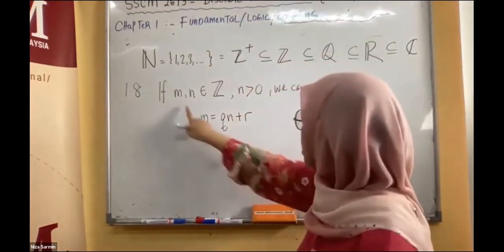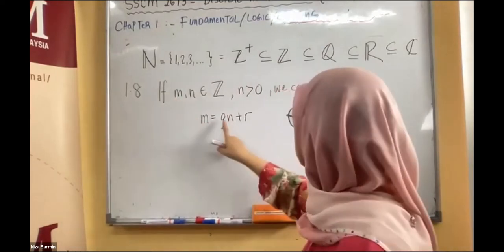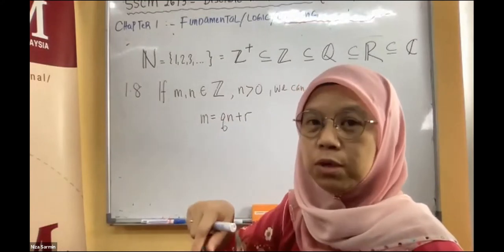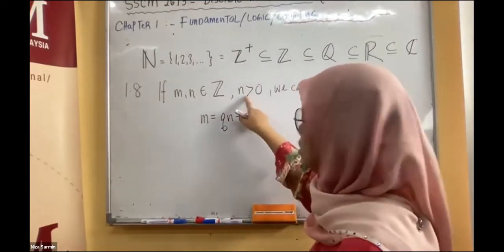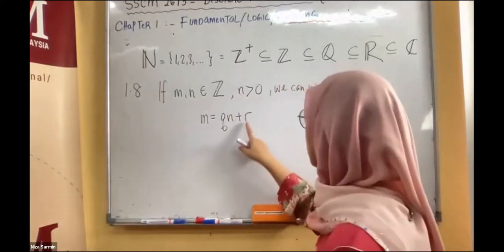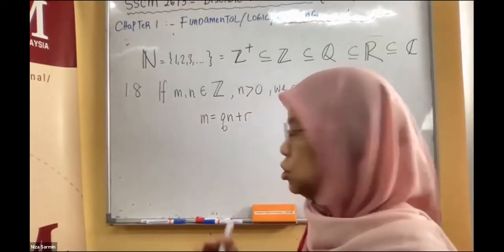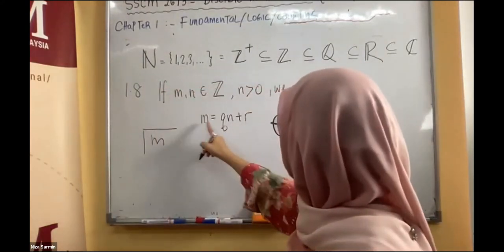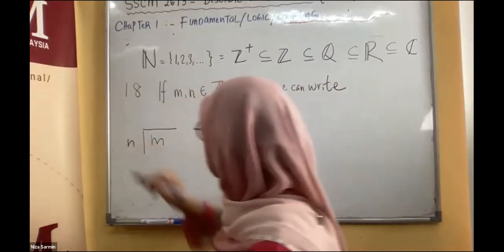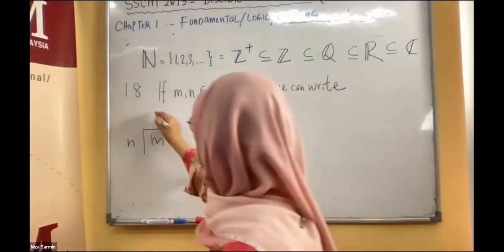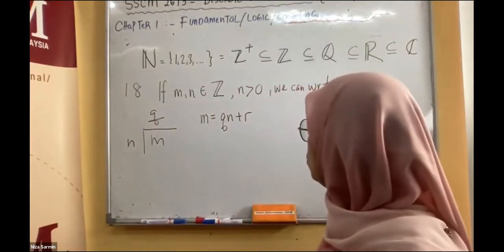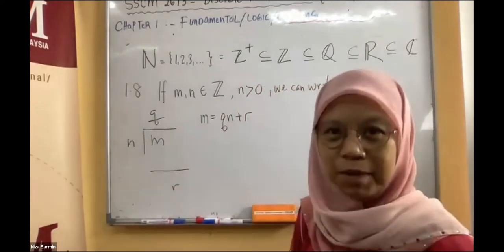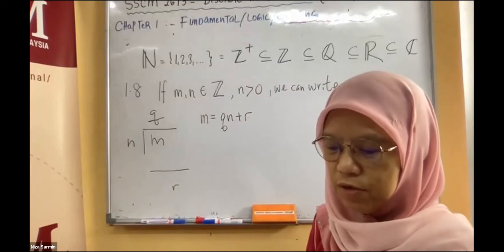Okay, so M can be positive or negative. Q, we call it Q because we want to divide; Q is for the quotient. And N has to be positive. R, we call R because remainder. So when you divide M by N, you will have the Q, and when you do the calculation, you have the remainder. So this is the division of integers.